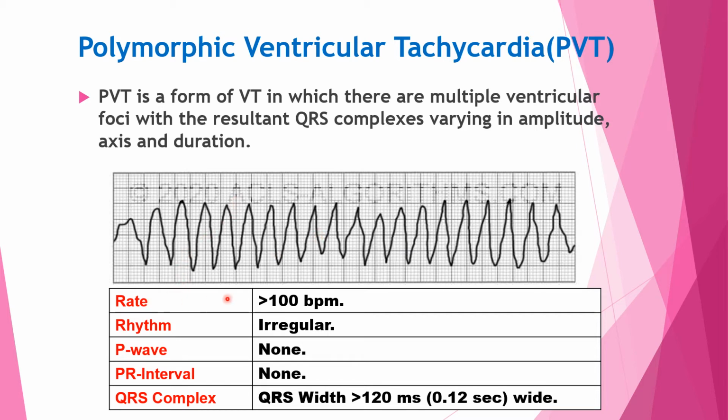The rate is more than 100 because we are talking about tachycardia. The rhythm is irregular. No P wave, so we cannot talk about the PR interval. The QRS complex is wide, more than 120 milliseconds, that means more than 3 small squares. This is polymorphic ventricular tachycardia. If no pulse, we will go to the cardiac arrest algorithm.